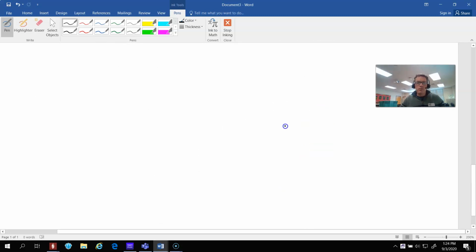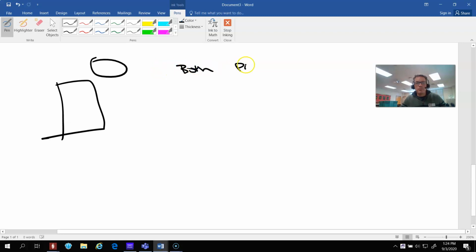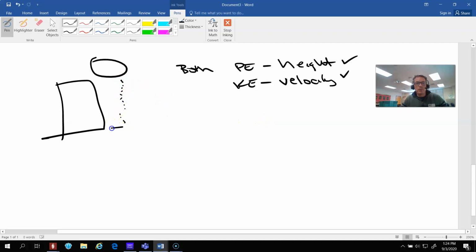We saw a number of diagrams where we talked about an object falling. And so if an object is at the top, if it was in the process of falling, it would have both potential and kinetic. The reason why is because it still has height, but if it's falling, it also would have a velocity. And so it would have each of these until it got to the point where it hit the ground, because as long as it still has height, it still has potential energy. And as long as it has velocity, it has kinetic energy.